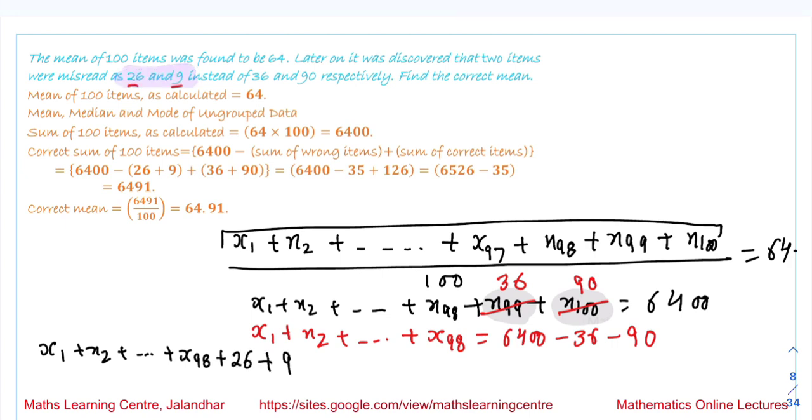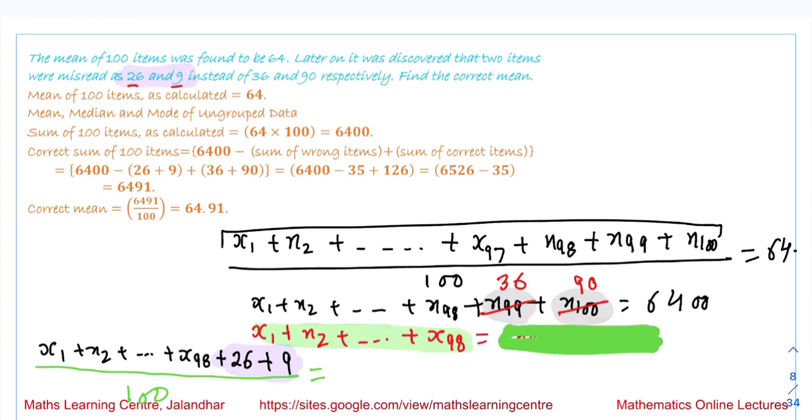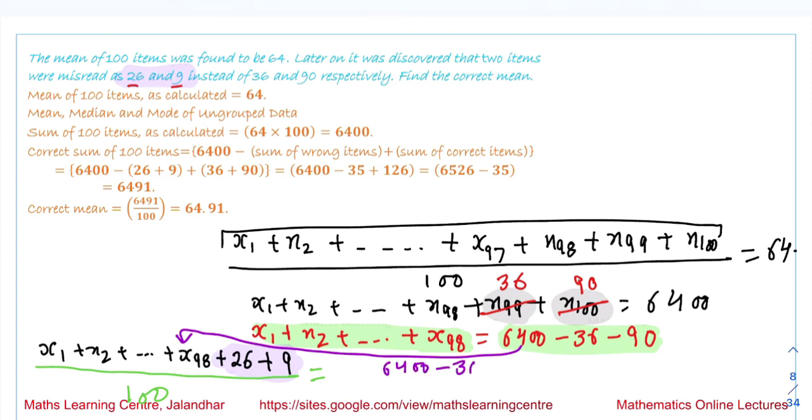These are the two values we are talking about: 26 plus 9 over 100. We want to calculate this value, and the sum of these terms, x1 plus x2 plus x3 plus 98, we have over here. So we substitute this value over here. So we get 6400 minus 36 minus 90 plus 26 plus 9 over 100.